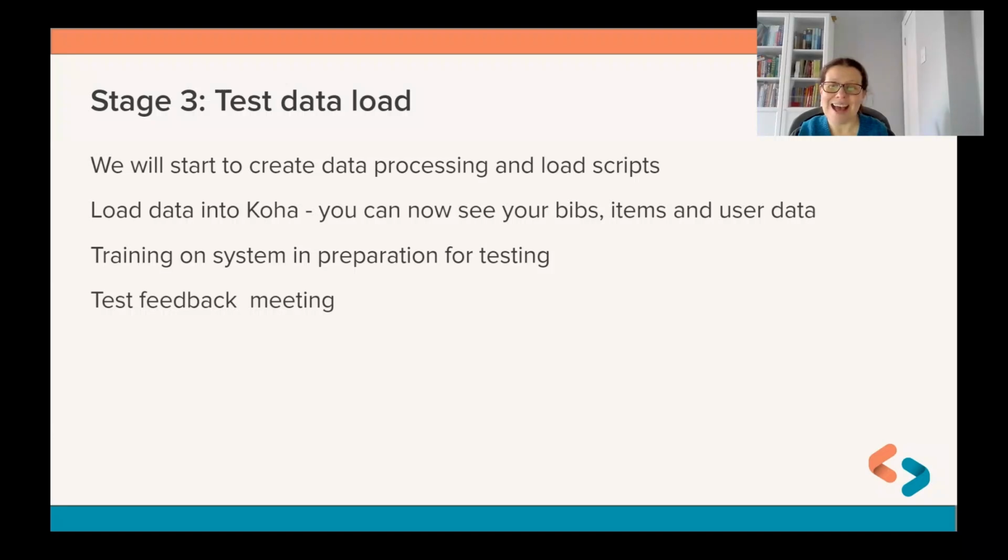Obviously, in order to do that, it's better if you can have the training. So at this point, we'll have the training on the system, and then that will equip you better for testing this data. We'll have a spreadsheet where you can write down any feedback, and the project managers will help you with that. So we'll then all meet up to have a feedback meeting where you can give us some more information about some of those things, and we can ask for examples and all those sorts of things, so that we can get to the bottom of any issues.